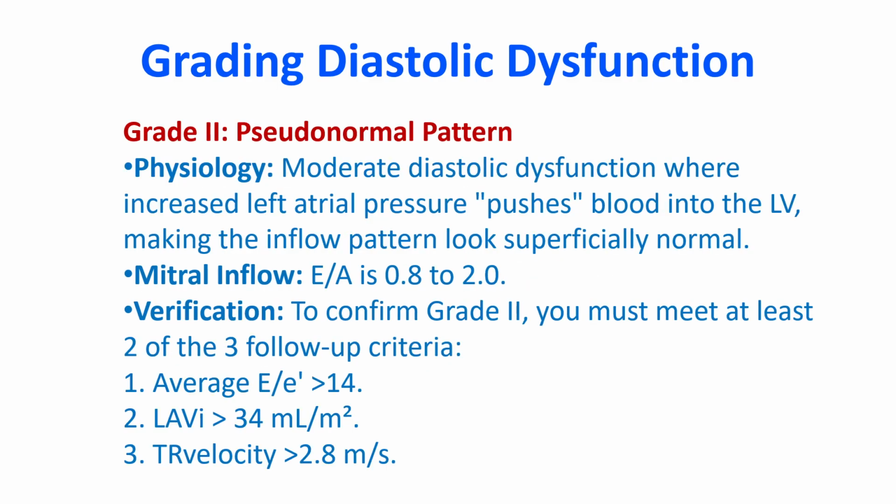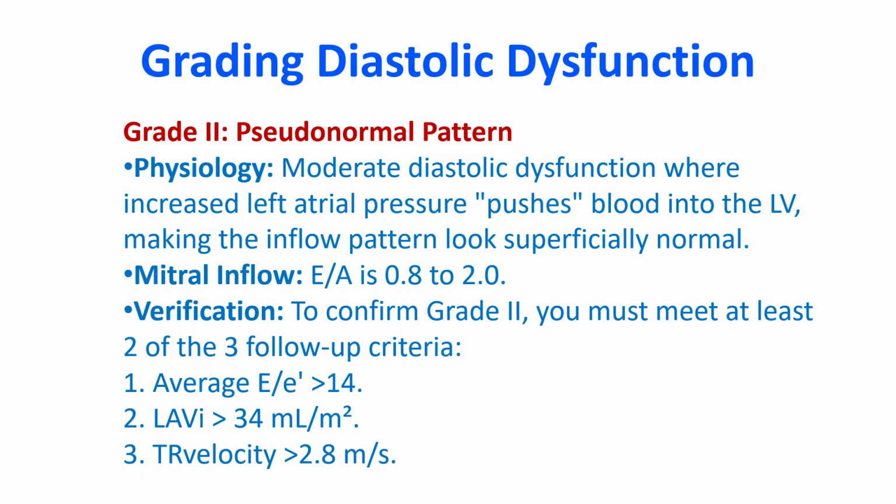Grade 2 is pseudonormal pattern, in which the physiology is moderate diastolic dysfunction where increased left atrial pressure pushes blood into the left ventricle, making the inflow pattern look superficially normal. Mitral inflow E by A is 0.8 to 2.0.